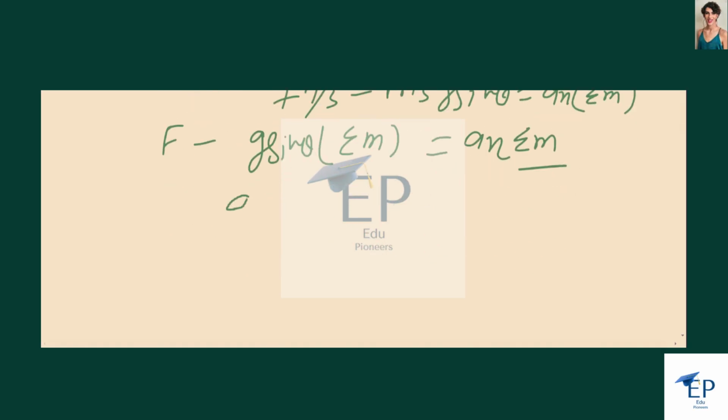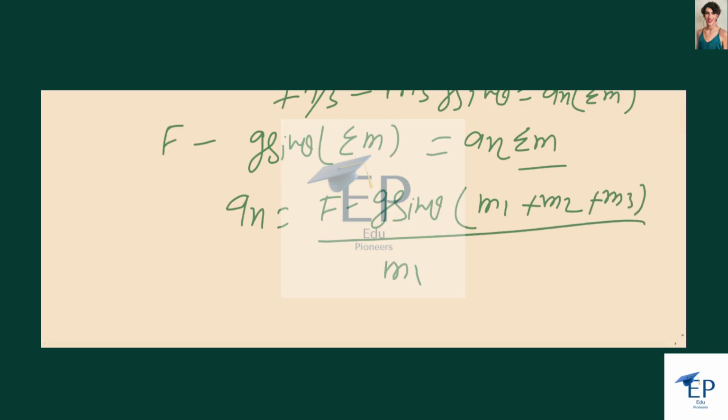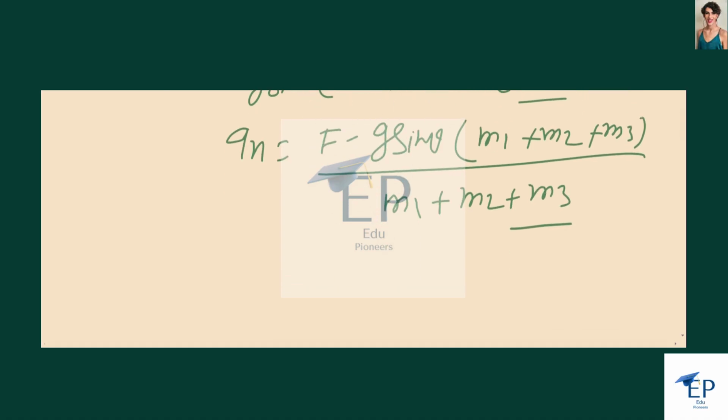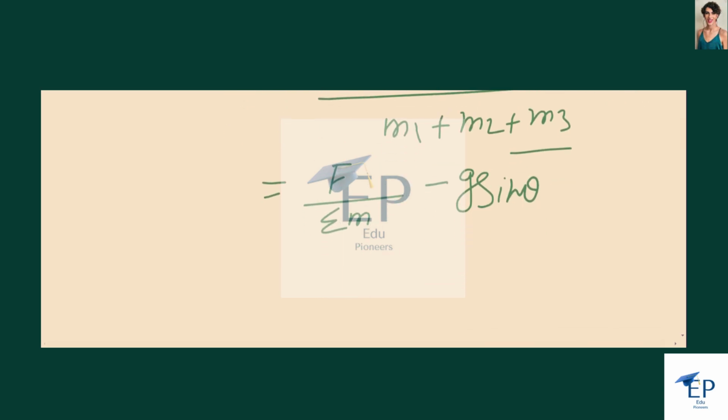So AX over there comes out to be F minus g sin theta into M1 plus M2 plus M3, upon sigma M, M1 plus M2 plus M3. And that means AX, when we divide one more aspect, is F upon sigma M, which is M1 plus M2 plus M3, minus g sin theta, because this and this get cancelled over there. So AX will be this much.